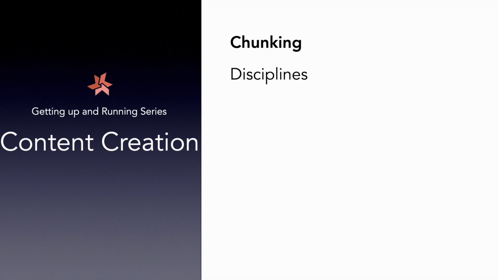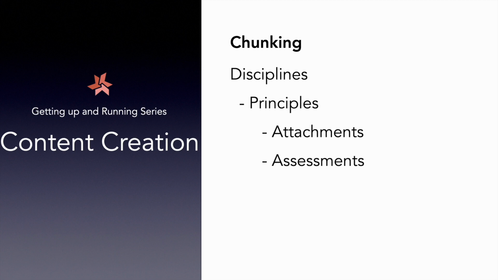Information is represented by a number of high-level disciplines, which are further divided into their constituent principles. Each principle consists of one or more attachments, along with a number of optional assessments as a means of measuring the retention and adoption of the content. And this is how information is categorized in Cassava, and as you will see in the next section, how all of this comes together.